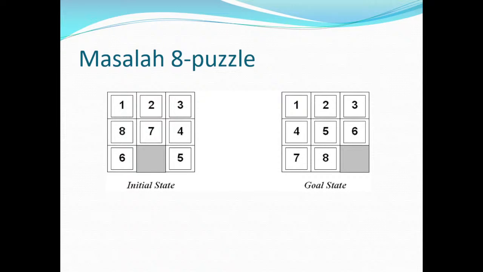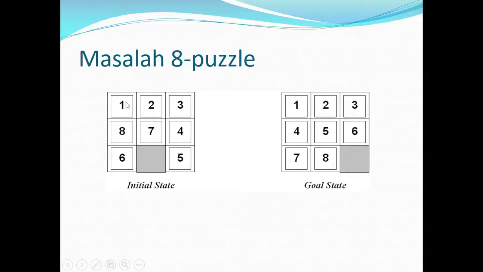For the 8 puzzle, there is some information, or some proposal, which demonstrates the heuristic. For example, you know that this one is a state, and this one is not our goal state. Meanwhile, this one is our goal state. So coming from this state, we know that there are differences.